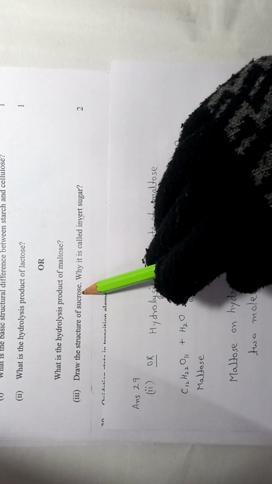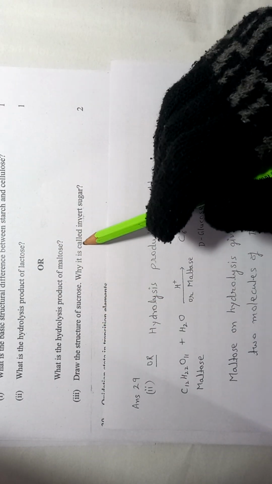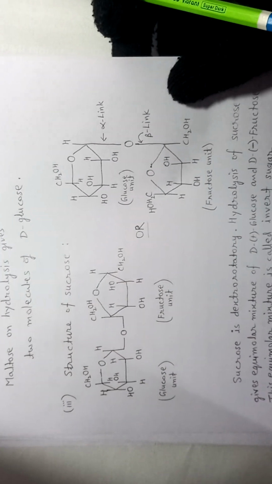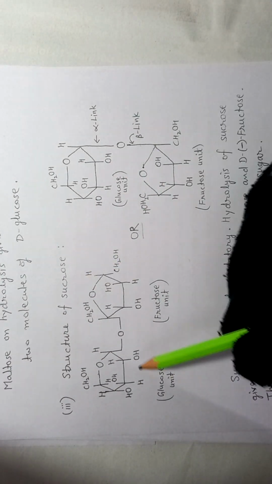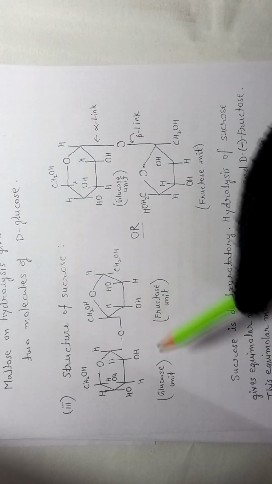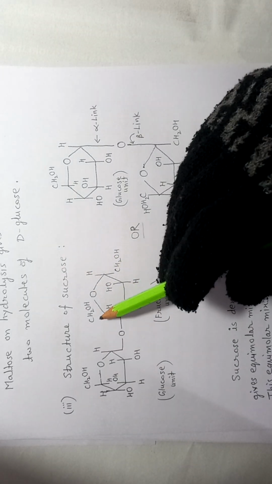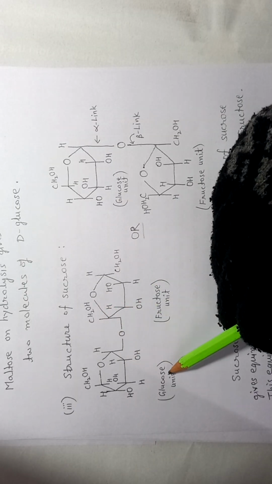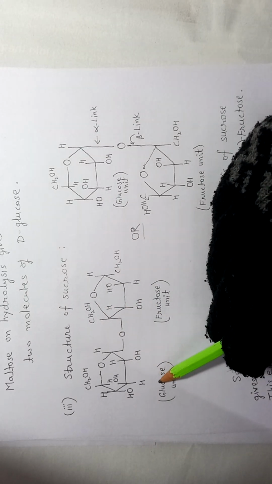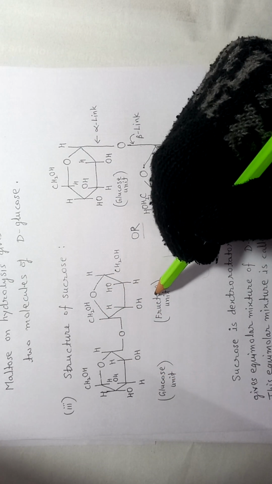Now next is, draw the structure of sucrose. Why is it called invert sugar? This is also a very important question, students. Now the structure of sucrose is this. This is given in the NCERT book. This is the glucose unit and the fructose unit. Sucrose is also a disaccharide, and it contains 1 unit of alpha-D-glucose and another is the fructose unit.